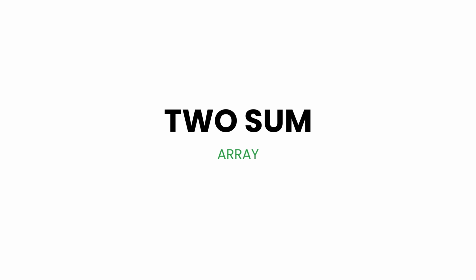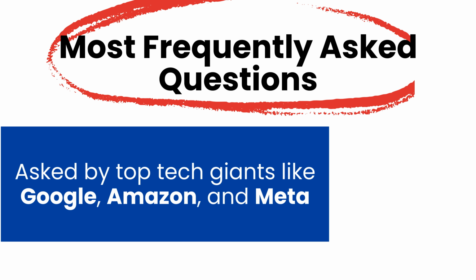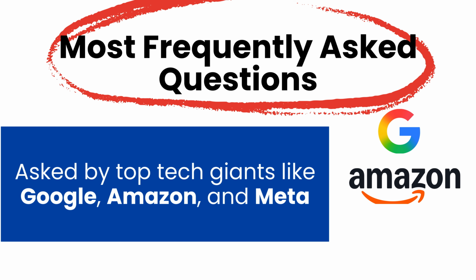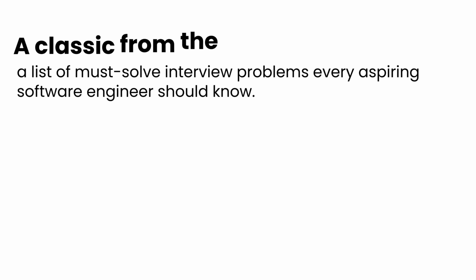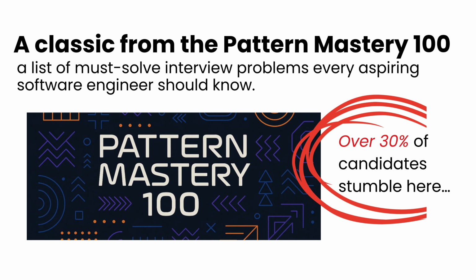Two-sum. Did you know the two-sum problem is one of the most frequently asked questions in interviews at companies like Google, Amazon, and Meta? It's a classic from the Pattern Mastery 100 list, and over 30% of candidates stumble here, not because it's hard, but because it tests how you think under pressure. If you can master two-sum, you'll unlock a pattern used in dozens of top tech interview questions. So, let's crack it together.